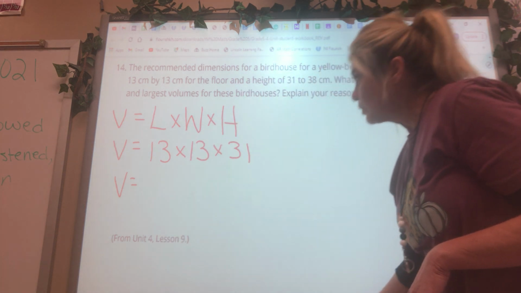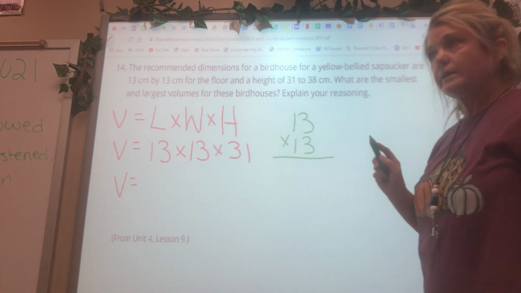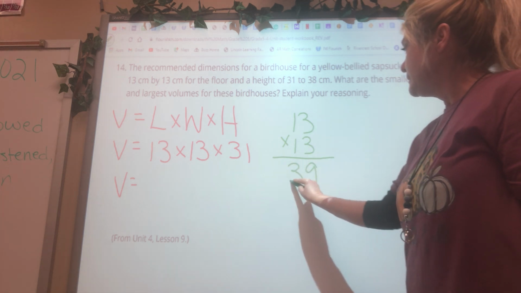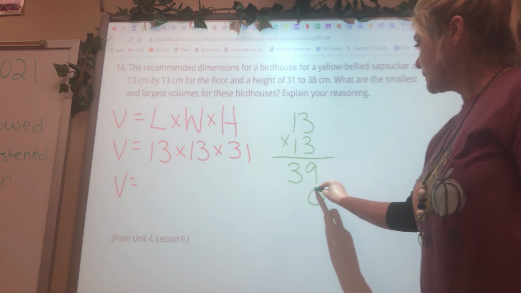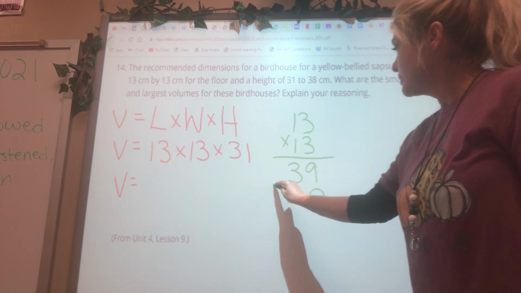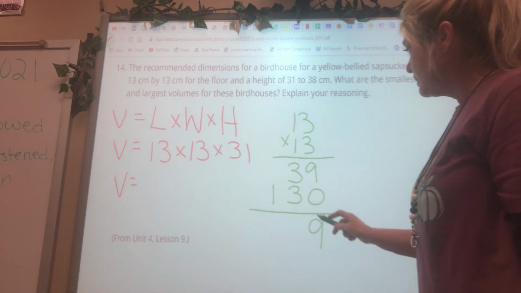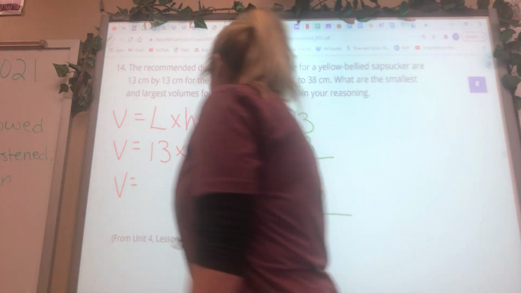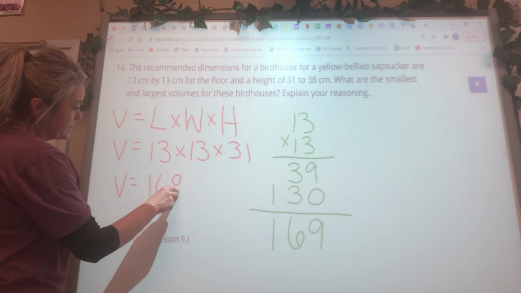And we will do this in parts, 13 times 13. That sounds like an unlucky number, doesn't it? 3 times 3 is 9. 3 times 1 is 3. I'm working with the tens place, second number, second row. Don't forget your placeholder 0. 1 times 3 is 3. 1 times 1 is 1. And then I add together. So I have 9 plus 0 is 9. 3 plus 3 is 6. And nothing plus 1 is 1. So the length times width, the floor of my birdhouse will be 169.